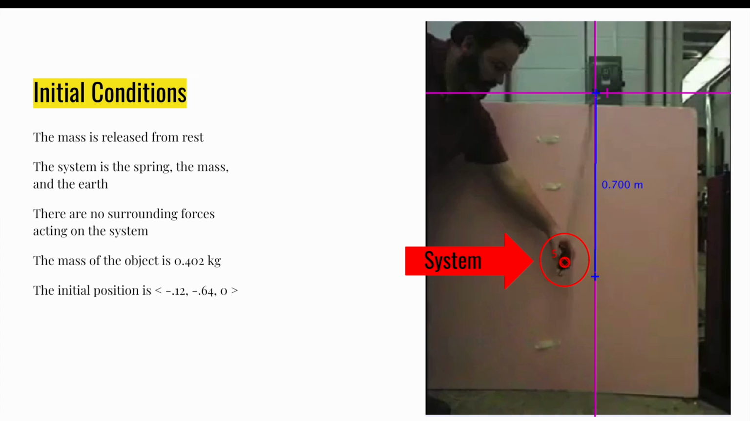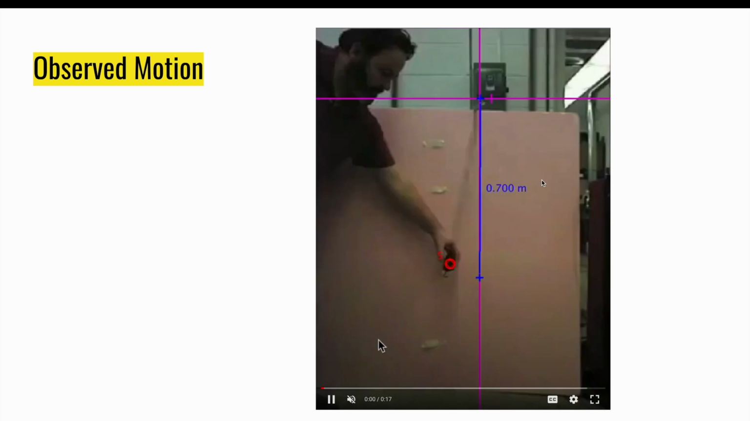The initial conditions: our system is just the spring mass object, and we know that the mass is released from rest, because it's told to us in the video, and there are no surrounding forces acting on the system. The mass of the object is given as 0.402 kilograms, and the initial position is negative 0.12 meters in the x direction and negative 0.64 meters in the y direction from our axis. The observed motion of the object in Tracker looks like this.